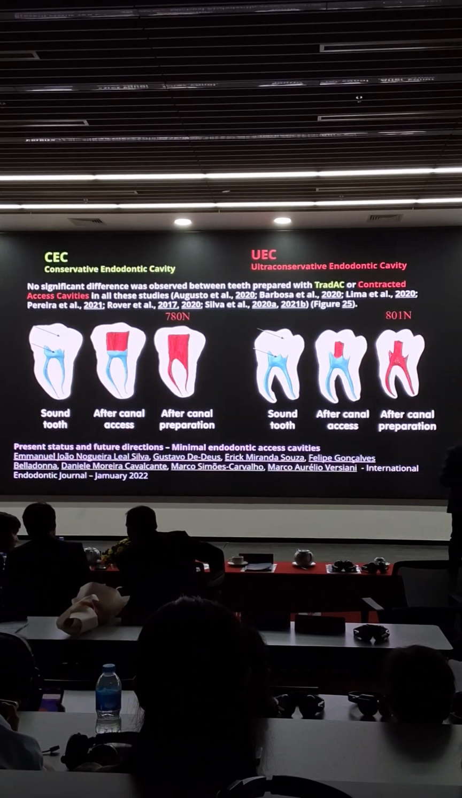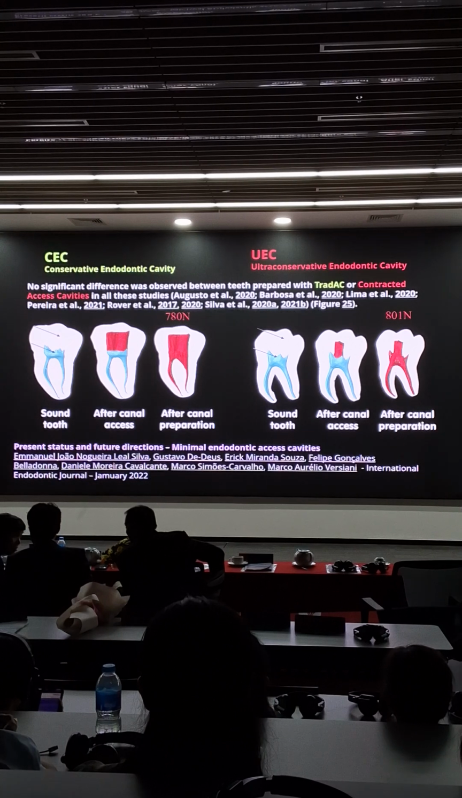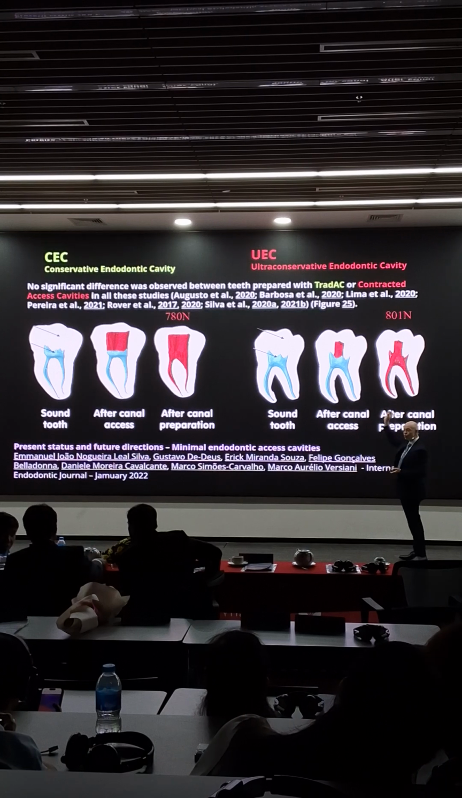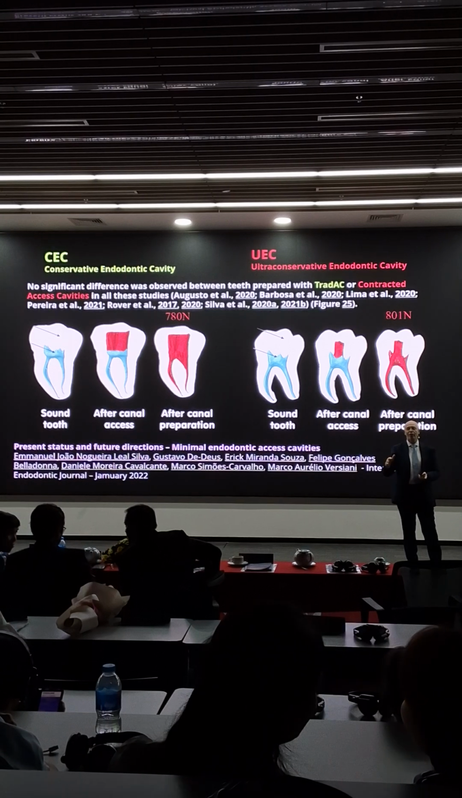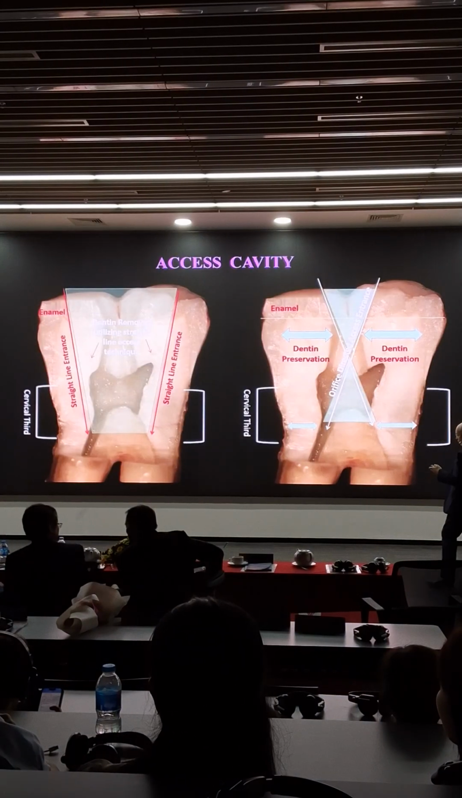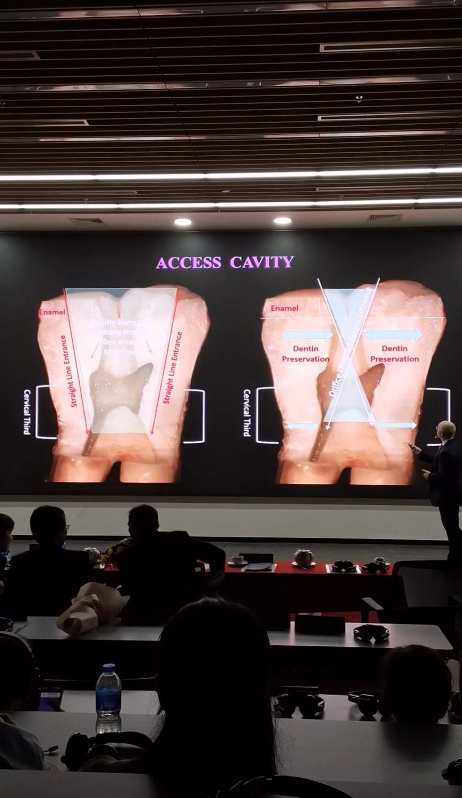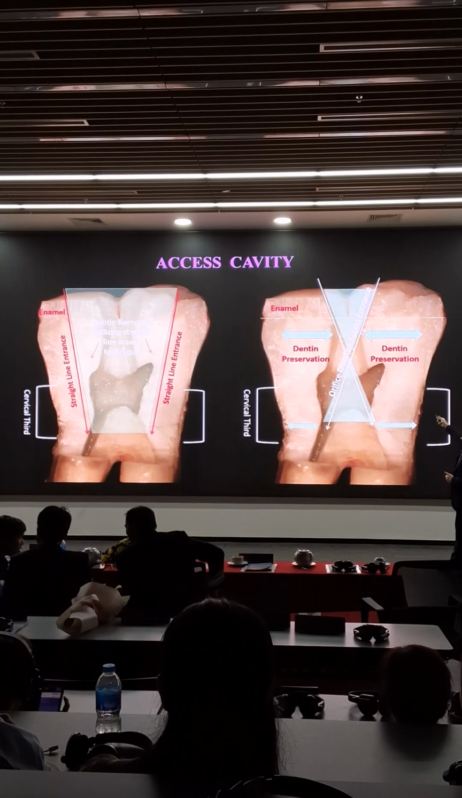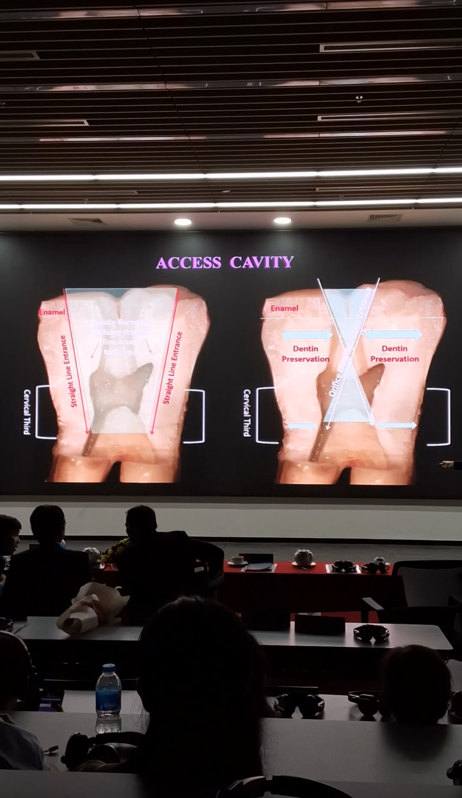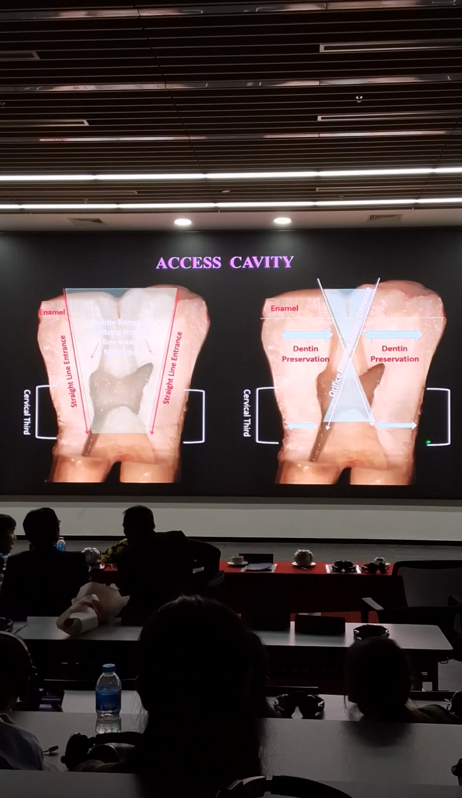So in my opinion, the very small access cavity, what we call the ultra-conservative endodontic cavity, I don't like to do that because I don't feel confident with my treatment. Moreover, a lot of studies show that reducing the access cavity so much will not improve the structure so much. Because when you reduce your access cavity, you preserve your dentin in the upper part here. But this upper part is not so important. What is important is to preserve the dentin in the cervical third of the tooth.